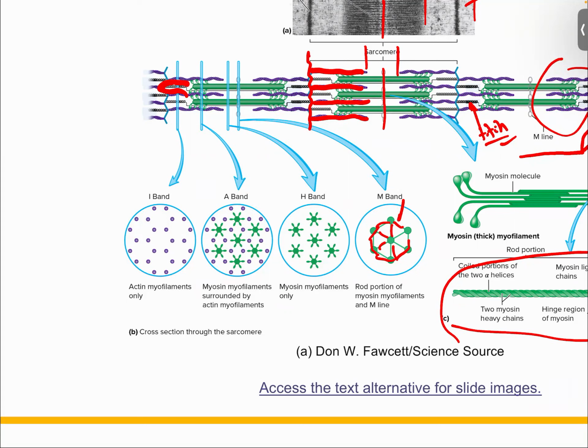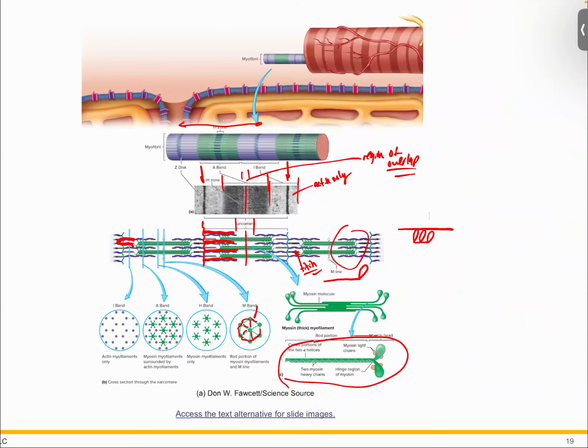Okay. So I love these images because it kind of cuts the sarcomere in cross section and allows you to be able to see how you change in state from one section of the sarcomere to the next. So you can get a clearer and better idea of how this is looking and how this is working.